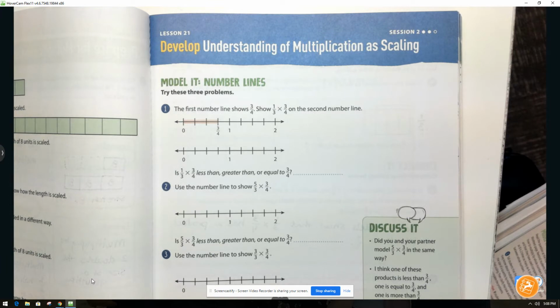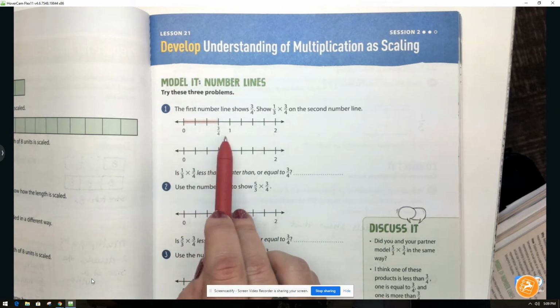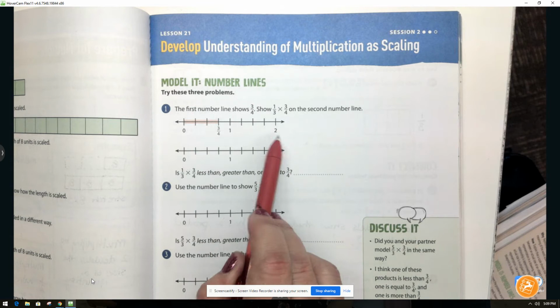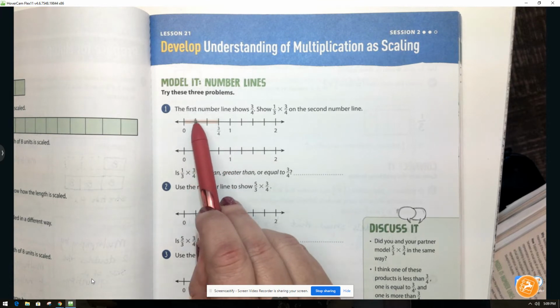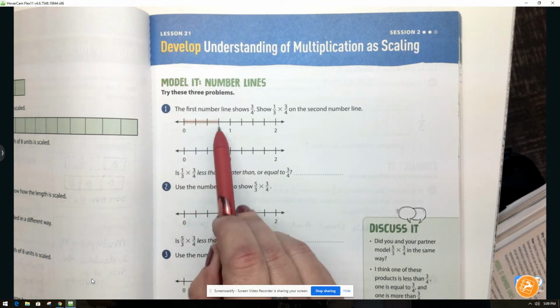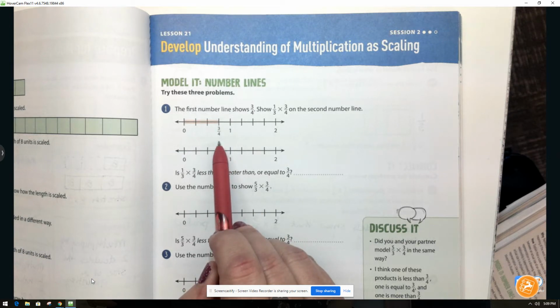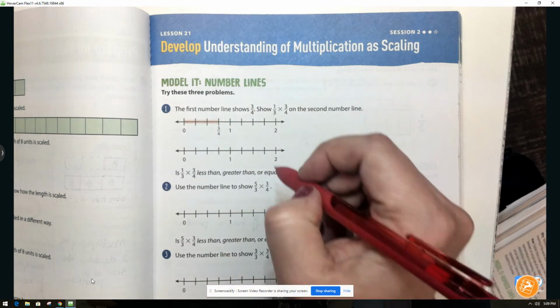The first number line shows 3/4. So if you look at that top number line, we can see that we have the value of 0 to 2 on the number line. We have 1 at the midway point or the halfway point, and then we have the whole separated into fourths, and that this is showing 3/4. And so we already have the 3/4.